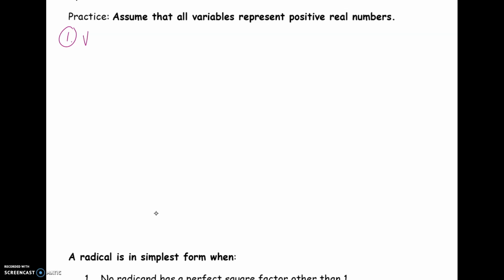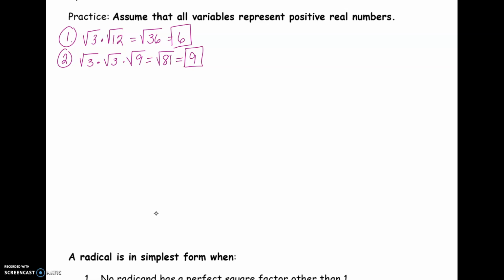So if we're multiplying together the square root of 3 times the square root of 12, because both of those are square roots, they have the same root, you can multiply the radicands. So you get 3 times 12 is 36, and the good part about that now is you've created a perfect square, and the square root of 36 is 6. Let's see, number 2, we have the square root of 3 times the square root of 3 times the square root of 9. 3 times 3 is 9, 9 times 9 is 81, and 81 is also a perfect square, and it is 9. All right, let's step it up a little.